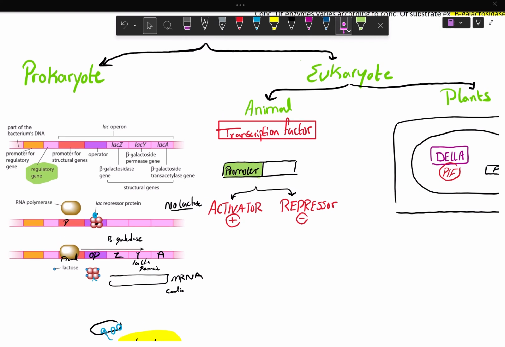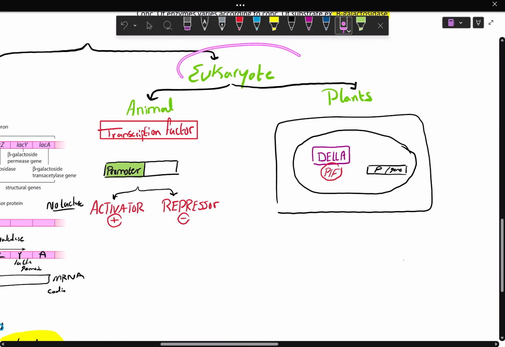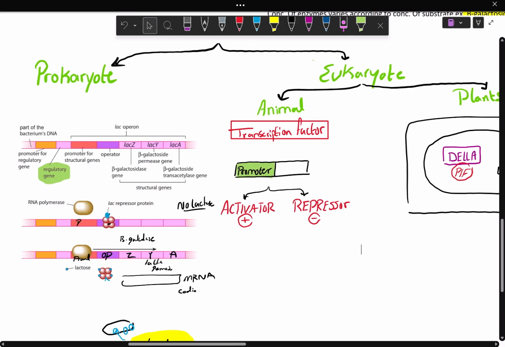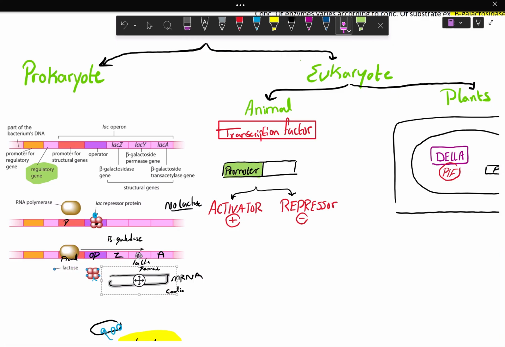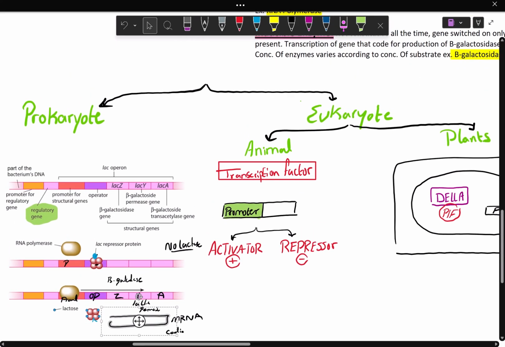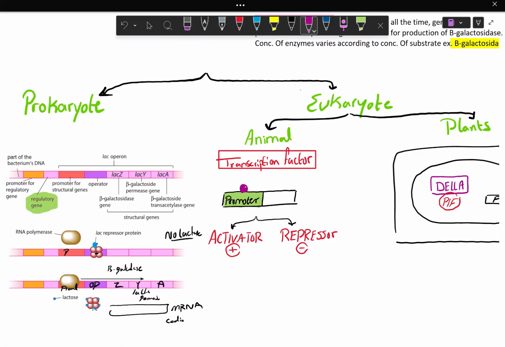So after we covered control in prokaryotes, now we move to eukaryotes. Eukaryotes have something called transcription factors. Here we did not talk about transcription factors, here we talked about operators. Eukaryotes do not have operators, we have transcription factors. The thing about transcription factors is they bind on promoters, and they have two functions. They're either activators, so they activate the gene, or they are repressors, so they repress the gene.